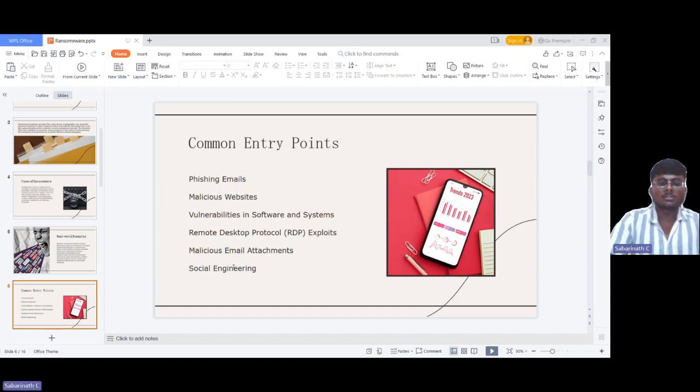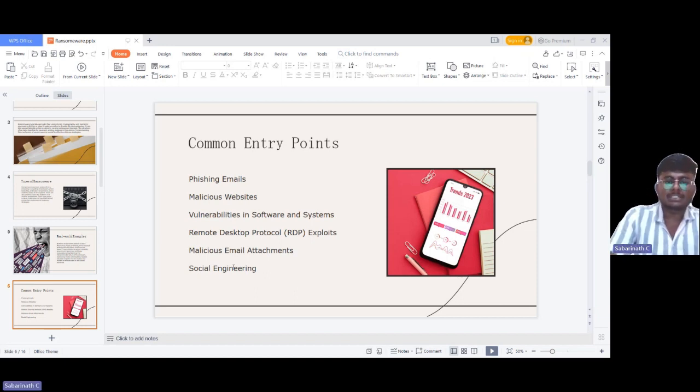Remote Desktop Protocol (RDP) exploits. Attackers often exploit weak or compromised RDP credentials to gain unauthorized access to systems. Once inside, they deploy ransomware, causing havoc on the targeted network.